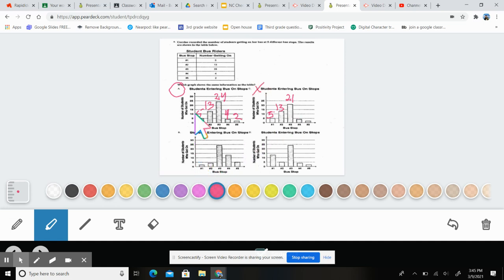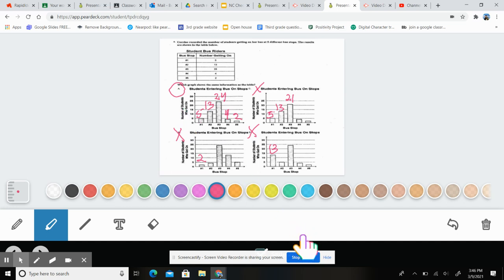Over here, remember bus stop number 1 needed to match 5 people getting on, and this is much lower than the 5 mark. So I'm going to say like 2 or 3, so I discount choice B. And then this one goes all the way past 10 and under 15, which is 13 people for bus stop number 1, so I'm going to get rid of choice D. And now I've just proven that choice A is correct.